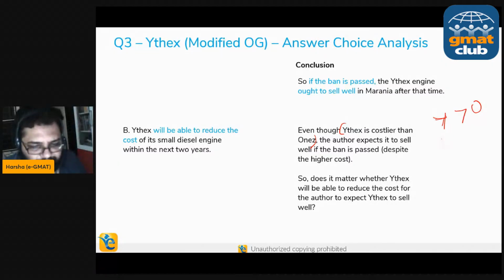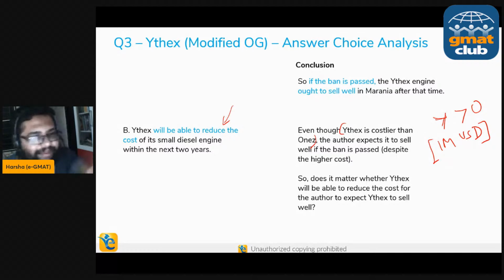Given this high cost, its cost right now is 1 million USD. Even at this price point, that is 1 million USD, I expect it to sell well. So am I really assuming that I'll be able to reduce the cost? How can it be a valid assumption? Does it matter if Vitex is able to reduce the cost, for Vitex to be expected to sell well? No, because I already told you that it's costly. I still expect it to sell well right now.